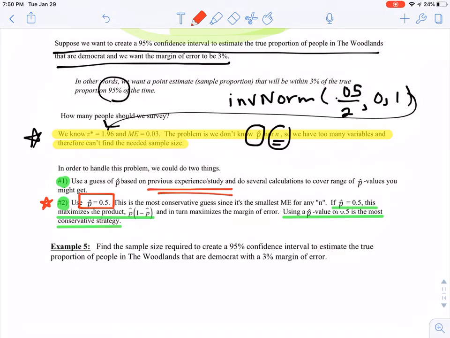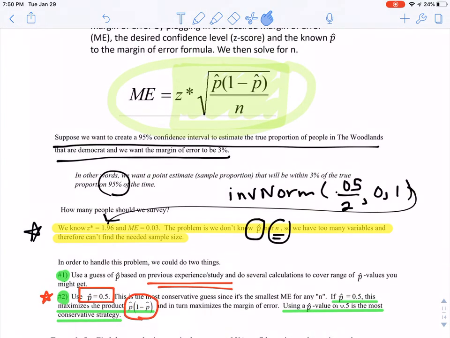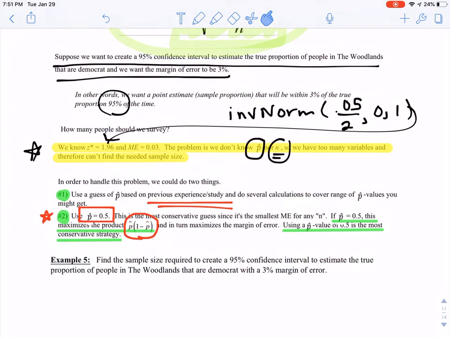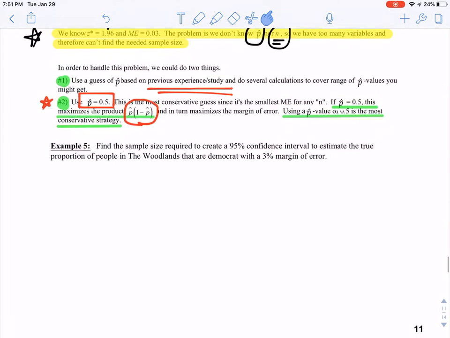Okay, and the reason we're going to use 0.5 is because if you use 0.5 for p-hat, this maximizes the product of p-hat and 1 minus p-hat. Which, if you look back up here, that's this part right here. 0.5 times 0.5, that's the biggest possible number that could be. And what that's going to do is make this the absolute most conservative way of going about this.